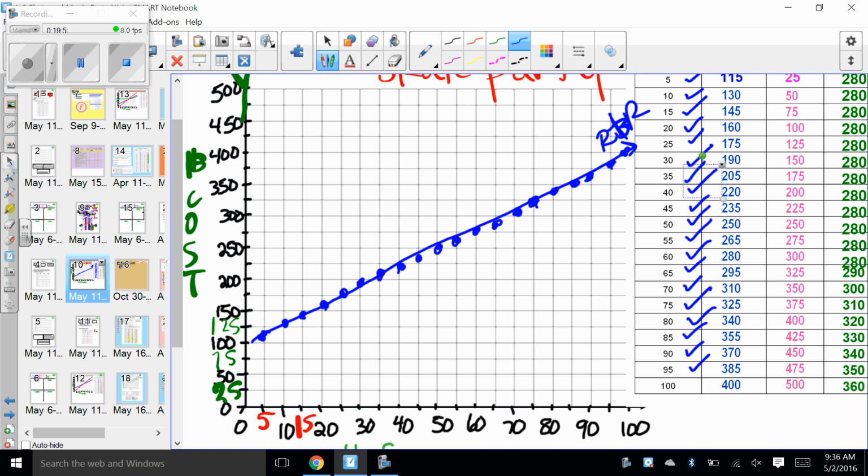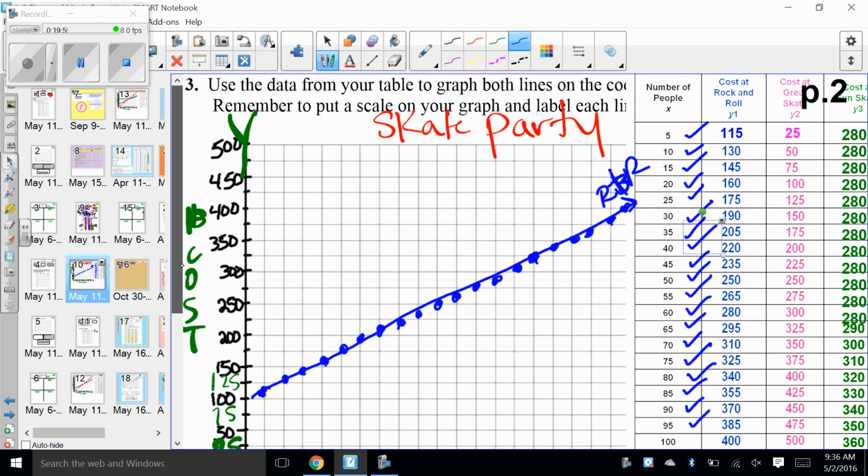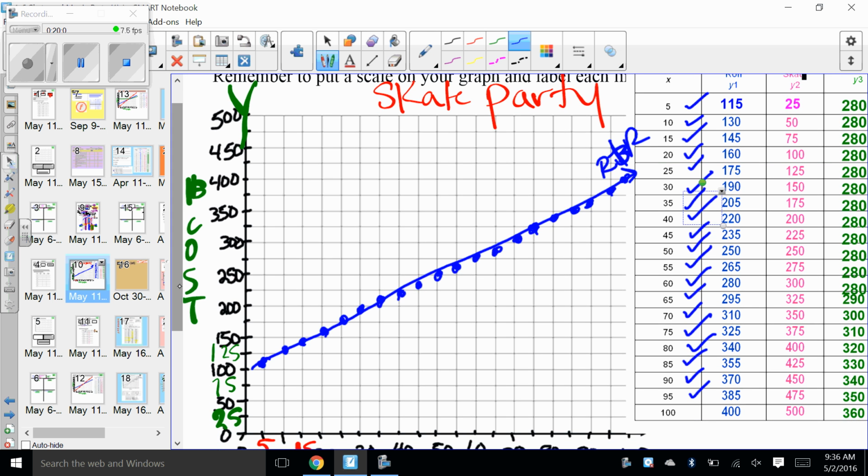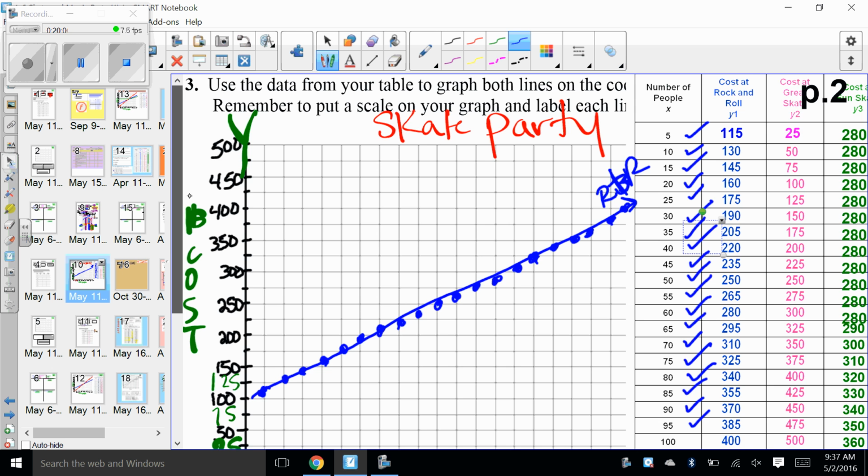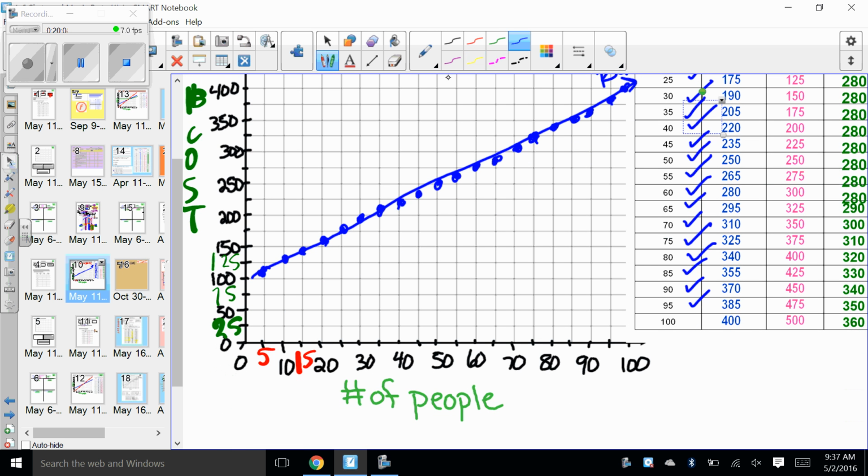All right, moving on to the next place. Again, if I'm going too fast, I'm going to pause that video. But we're going to move into the middle column now and talk about what does it cost at Great Skate. Now, Great Skate is just $5 per person. So we should really be starting at 0 because there isn't a beginning amount. So Great Skate is just $5 per person, no fee at all at the beginning.